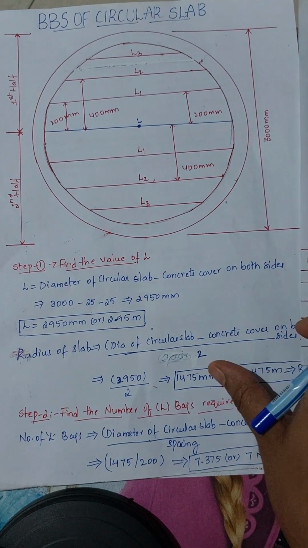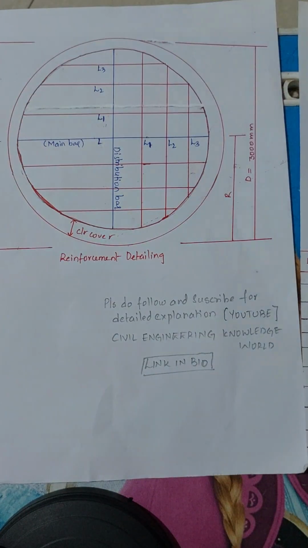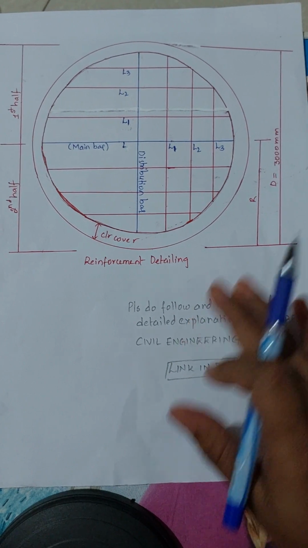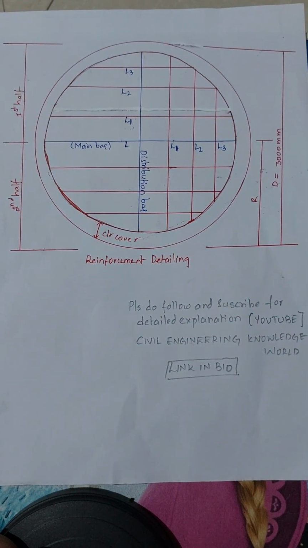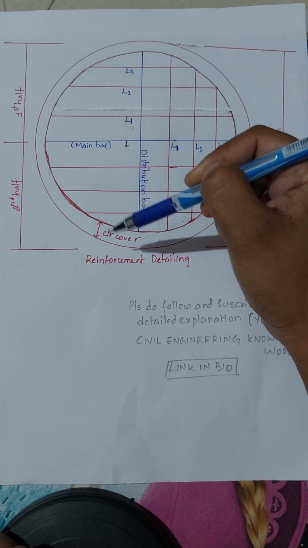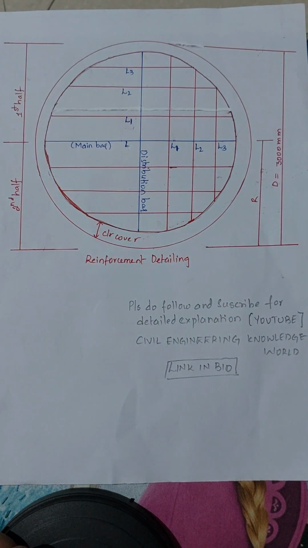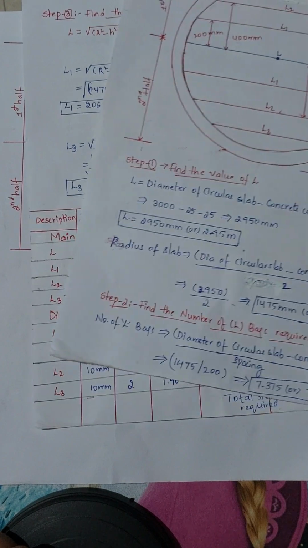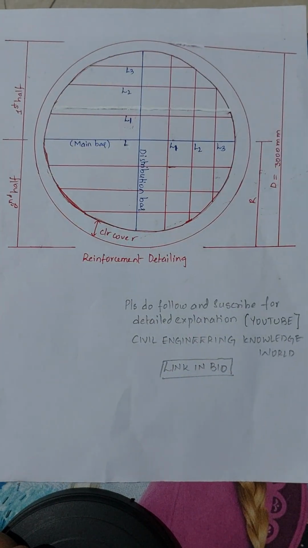of a circular slab. So please go through this, how we have provided the reinforcement detailing for a circular slab. Here also the distribution bars will be provided as we calculated over here. For your easy understanding, I did not provide it here as you might get confused.